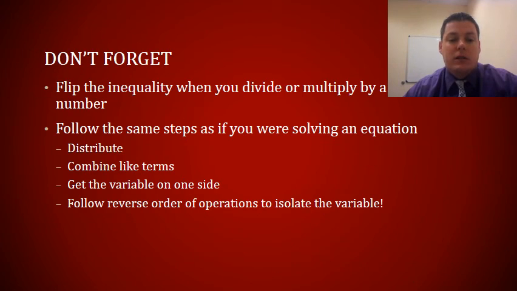All right, so don't forget, flip the inequality when you divide or multiply by a negative number, and follow the same steps as if you were solving an equation. Distribute, combine like terms, get the variable on one side, and then follow the reverse order of operations. If we do all that, inequalities are a piece of cake, and we're going to be moving on to the next new subject next lesson. Good luck, and I will see you guys in live class.